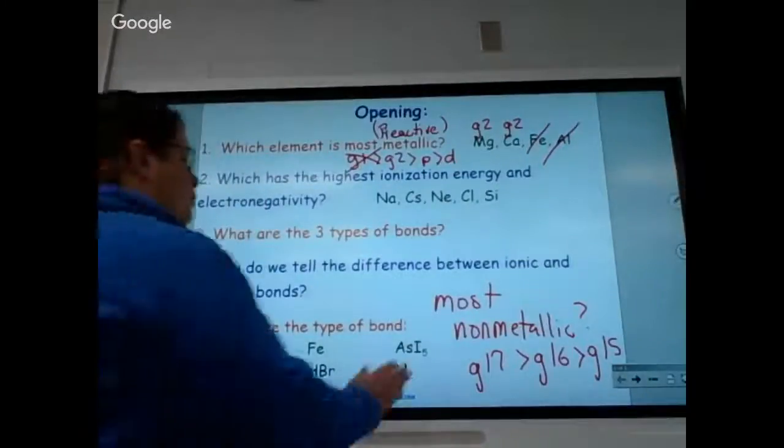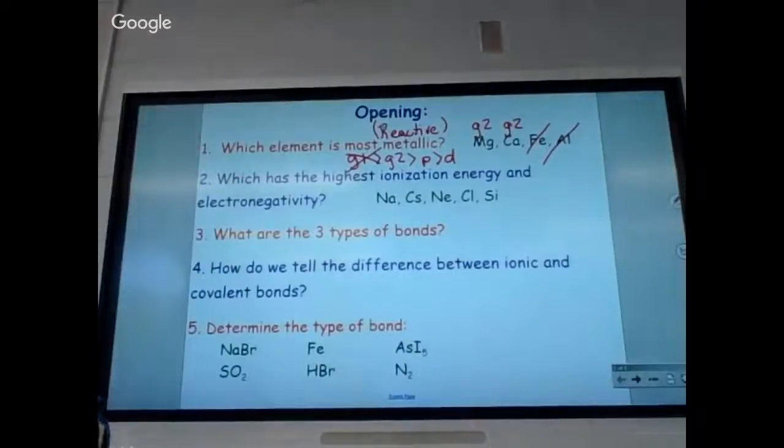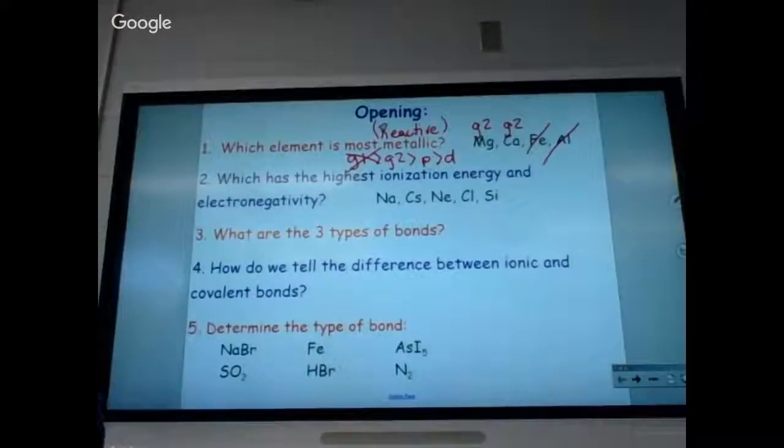So what do we do when you have 2 of them in group 2 though? What's the rule if they're in the same group or they're both metals? Whichever one is further down. So that's why we pick Ca. Is everybody okay with that? Yes? You looked at me kind of odd. I mean, I am odd, but is the question okay? Okay.